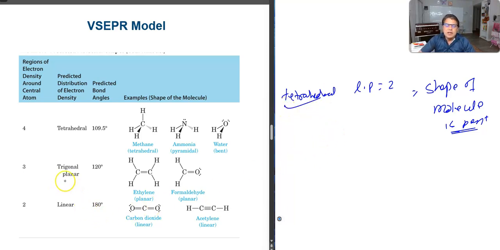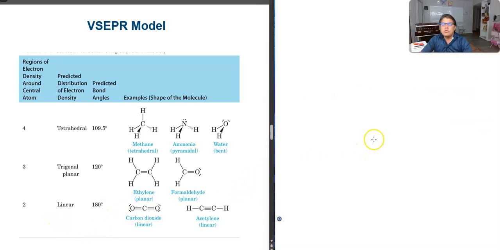Similarly, if the cloud is trigonal planar and you have no lone pair, then it is a planar structure. And if you have a lone pair, that is also planar. Linear is always linear, okay? It doesn't matter how many lone pairs there are.